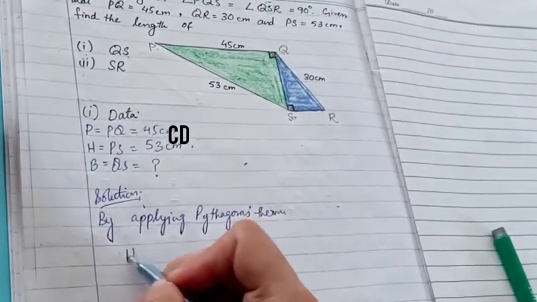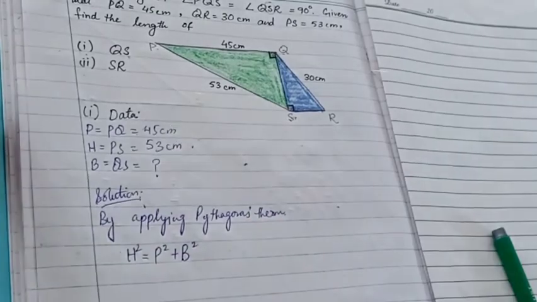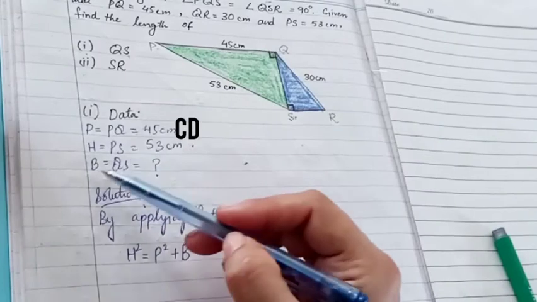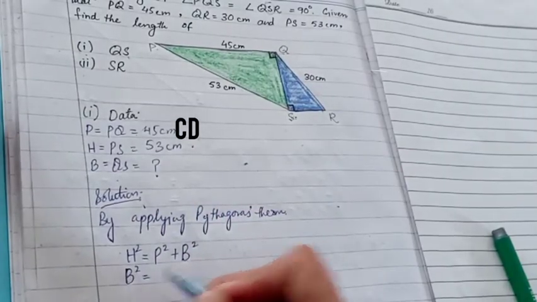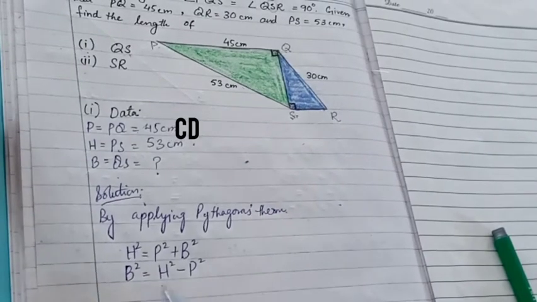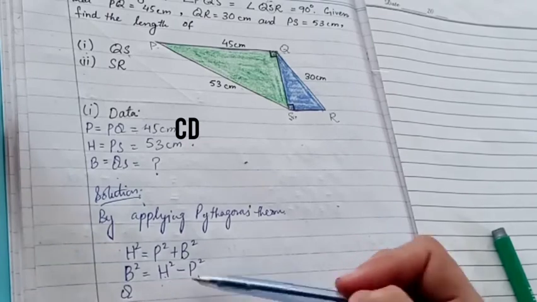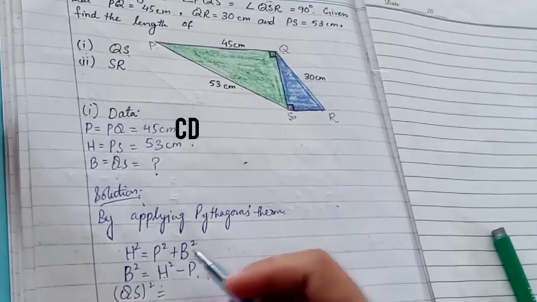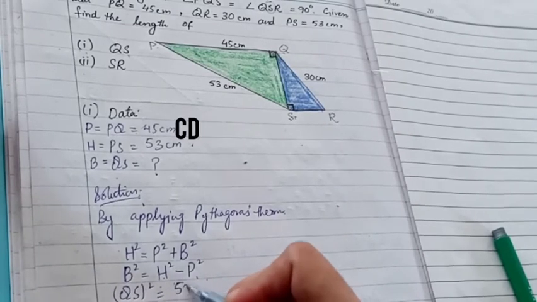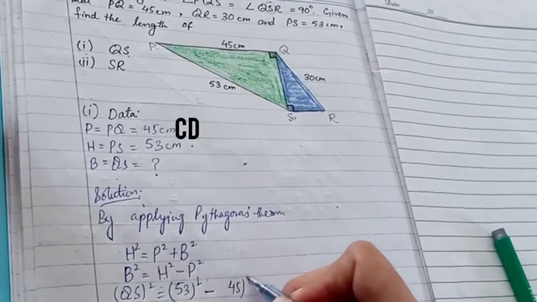I got h square equals p square plus b square. So we have to find b here. So I am transforming this formula into this: b square equals h square minus p square. I am putting the values of b, h and p. So b is QS square, h square is 53 square, minus 45 square.